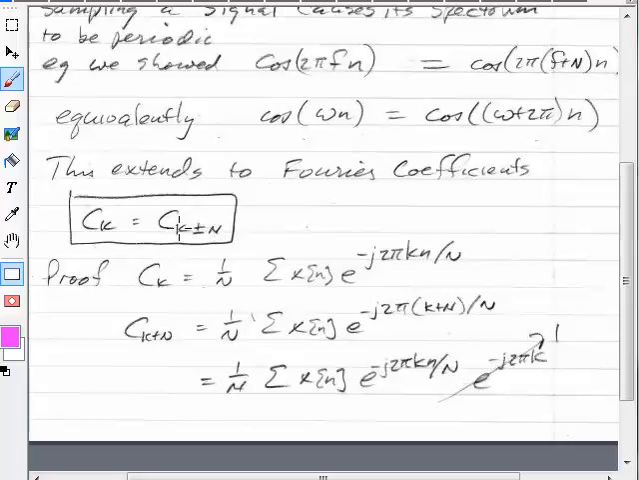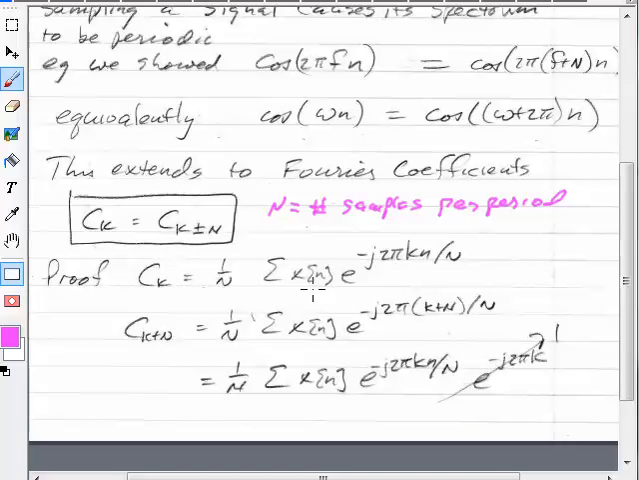So you can take any k. If you find the period, N actually is the period. It's the number of samples in a period, which we've actually spent a lot of time on. So the spectrum itself is periodic. All right, and let's just prove it.